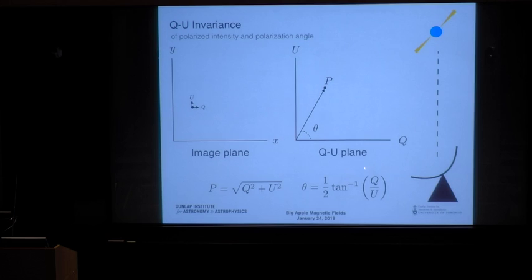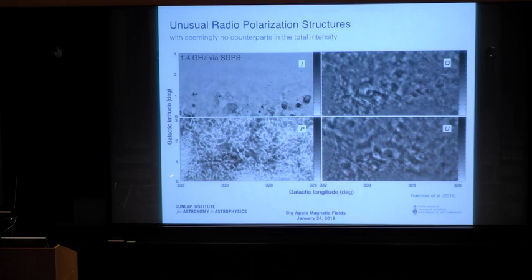That's exactly what we're looking at in that picture. So that was just radio synchrotron polarization at 1.4 gigahertz from the SGPS. On the top right-hand corner is the total intensity, and then the two on the right are the Stokes Q and U maps. And then on the bottom left, that's the polarized intensity.